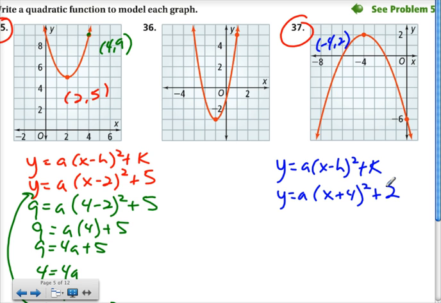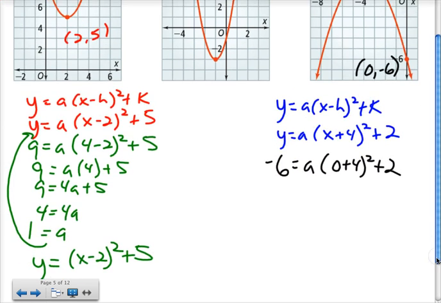And then again, I look at it and realize, well, if I'm going to figure out what a is, then I need to have another coordinate in order to put that in for x and y, so that a will be the only variable remaining. And that's going to be my little point (0, negative 6) over here. So I'm going to put the negative 6 in for y, and then the 0 will go in for x. And then I'm just going to follow the order of operations until I can figure out what a is.